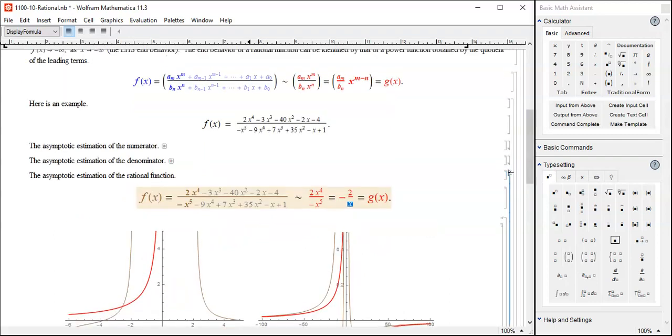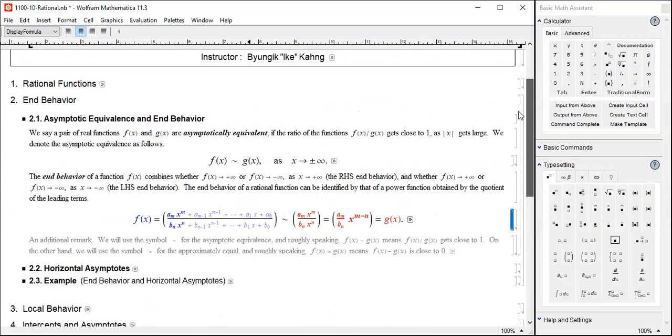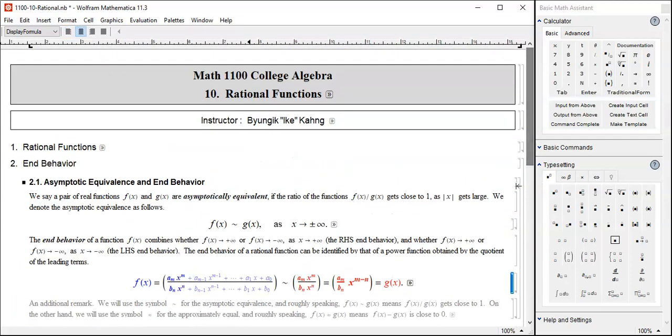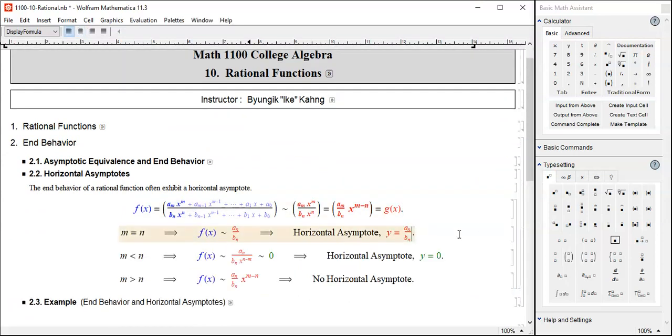In general, you're going to get this kind of example. Or excuse me, that was the example. In general, you're going to get this kind of summary. When the numerator and denominator have the same degree, then we have x to the 0 power here. So this one just drops out, and we just have a constant a_m over b_n. And we get a horizontal line.